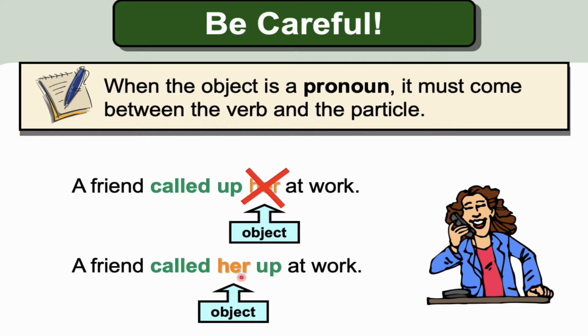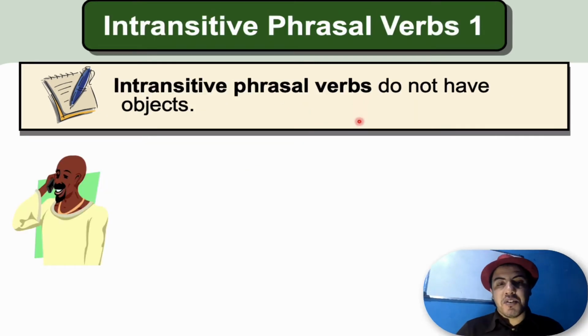So this object is between the verb, which is called, and the particle, which is up. Why? Because the object, which is her, is a pronoun. Got it? Excellent. Now let's move on.